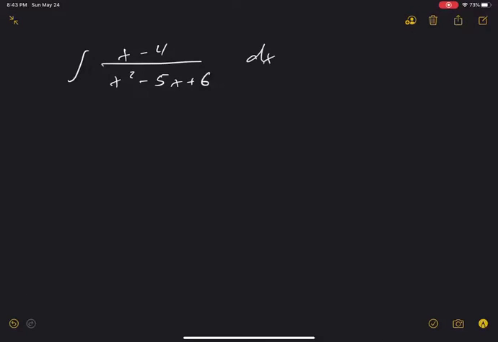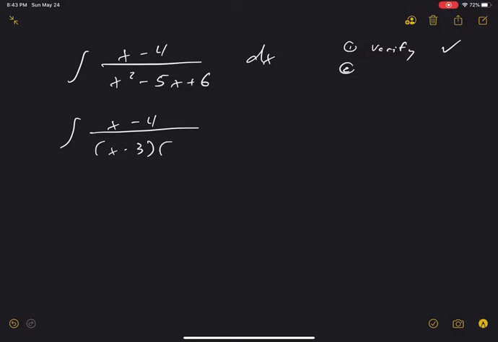Okay, so let's start with this example. Let's go through the steps we have so far. Number 1, verify that the degree of the top is smaller than the degree of the bottom. Boom, done. Step 2, factor the bottom completely. Well, how can I factor the bottom? I could try the quadratic formula, or I could just try and eyeball it. So eyeballing it, I see this factors as x minus 3, x minus 2, right? Okay, so done. Step 3, split this up by factor.